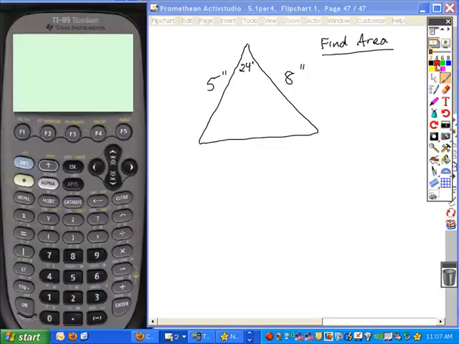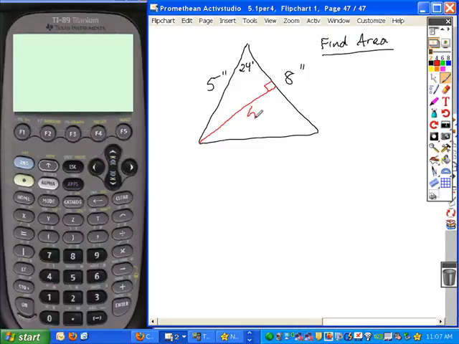What if we used 8 as our base? And we could have chosen 5. Either one works. If 8 was our base, then our corresponding altitude or height would look like this, correct? So I can write my area formula equals 1/2 base times height. Well, if I chose my base as 8, then h is my corresponding height.